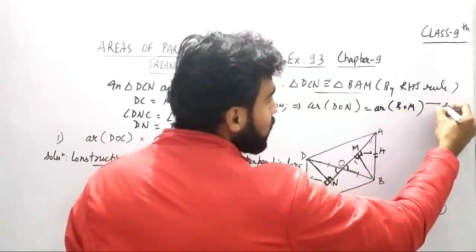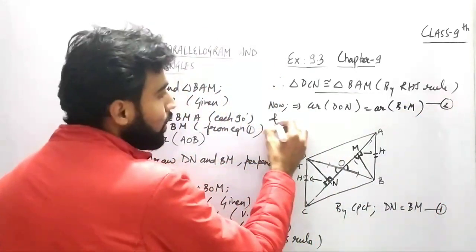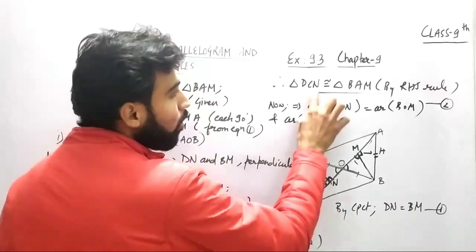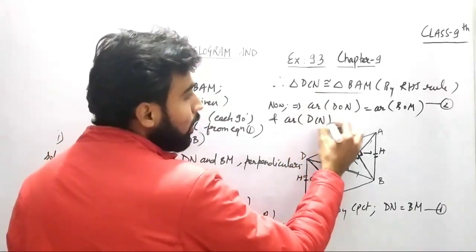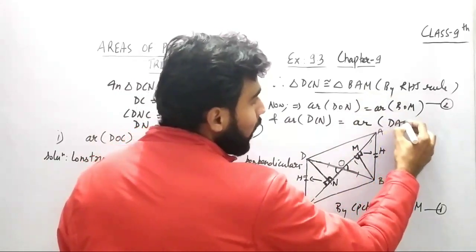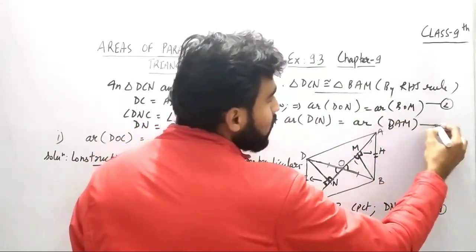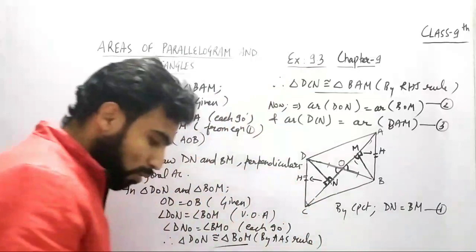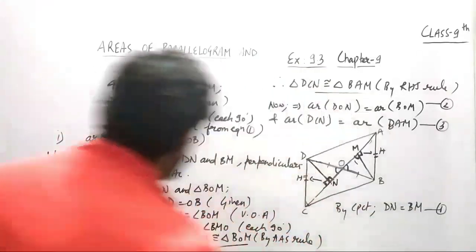Let me just give it equation number second, and you can see also area of triangle DCN is going to be equal to the area of triangle BAM, right? So let me just give it equation number third. Now before moving on, let me just make some space.